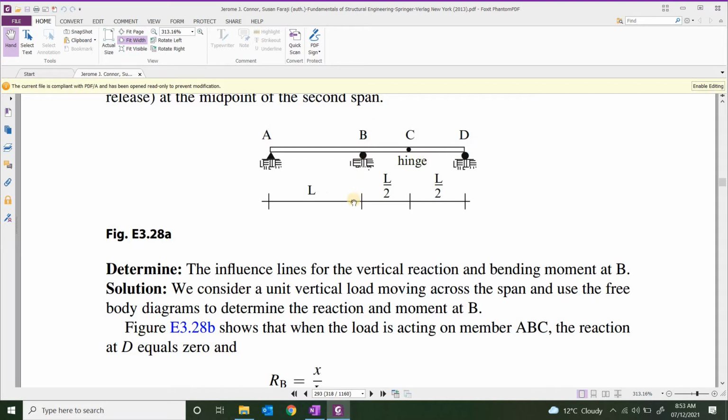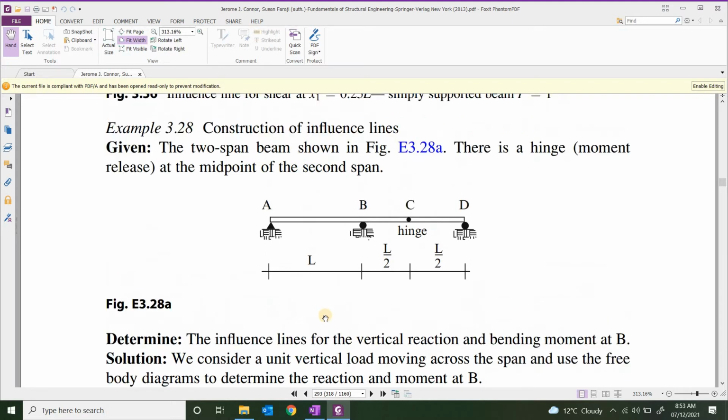So for this, the strategy for finding the reactions in this beam would be, whatever the loading is, you cut a section over here and draw free body diagram of the CD span. And that's the free body diagram. Let me take this beam to my OneNote.